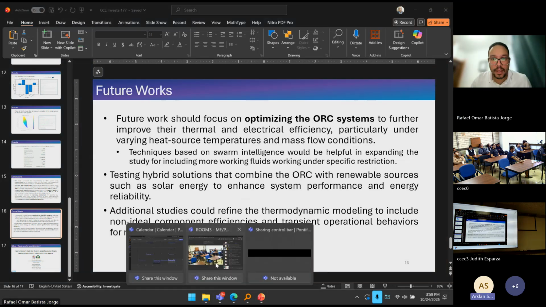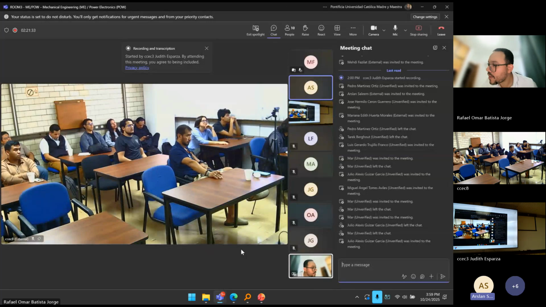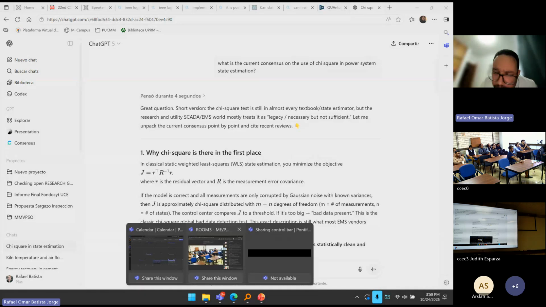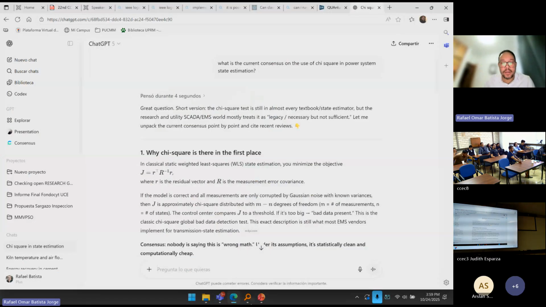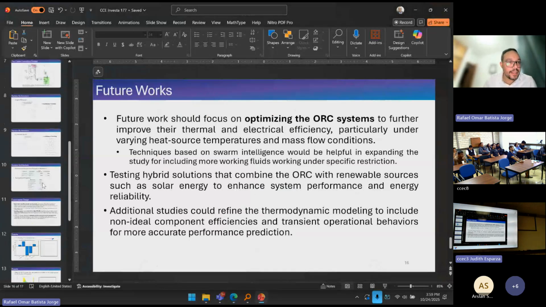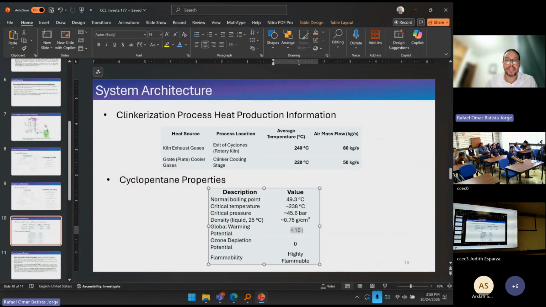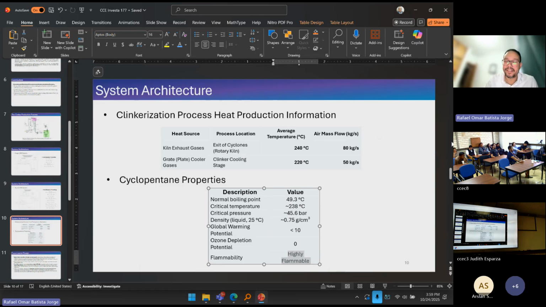Are you aware of the GWP values of the refrigerants that you have considered? The global warming potential numbers for these five refrigerants. Okay, yeah. Regarding cyclopentane, the global warming potential is under 10, and the ozone depletion is 0. The only problem with cyclopentane is its flammability. Yeah, that's the main problem with cyclopentane.